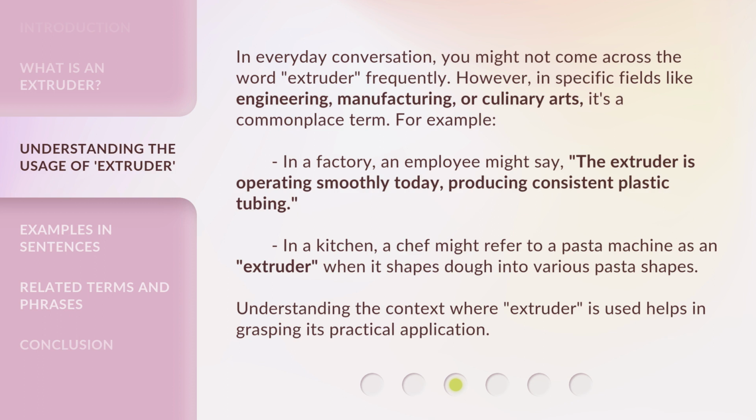In everyday conversation, you might not come across the word extruder frequently. However, in specific fields like engineering, manufacturing, or culinary arts, it's a commonplace term. For example, in a factory, an employee might say, "The extruder is operating smoothly today, producing consistent plastic tubing." In a kitchen, a chef might refer to a pasta machine as an extruder when it shapes dough into various pasta shapes. Understanding the context where extruder is used helps in grasping its practical application.